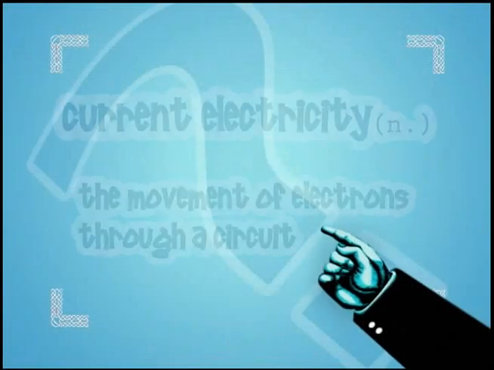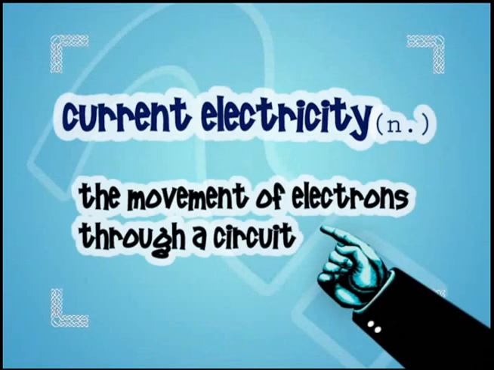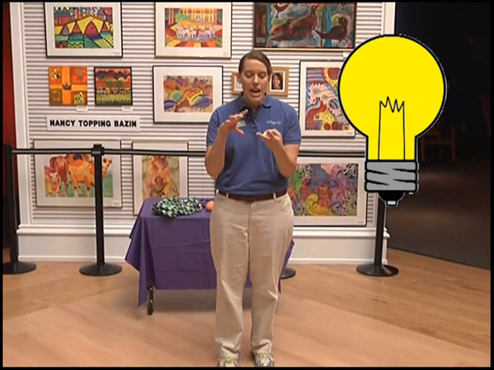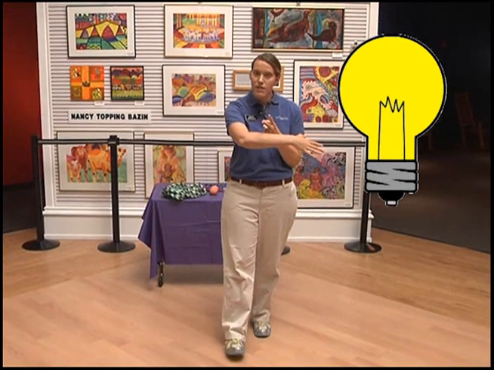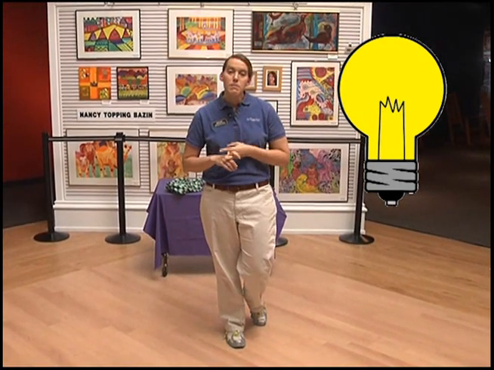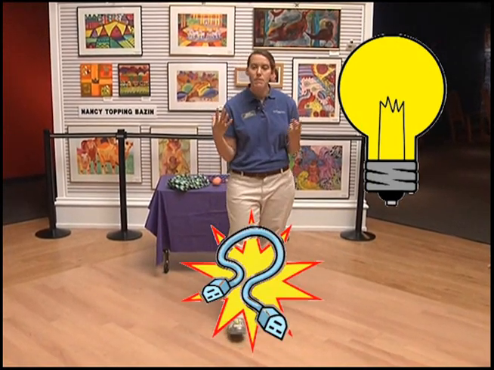Today we're going to talk about how current electricity works. Current electricity is the movement of electrons through a circuit. To make a circuit, you need three things. First, you need something to power, like a light bulb or a Nintendo DS. And you also need a pathway. You need something to send those electrons down. Those pathways are called wires, and they have to be a conductor.